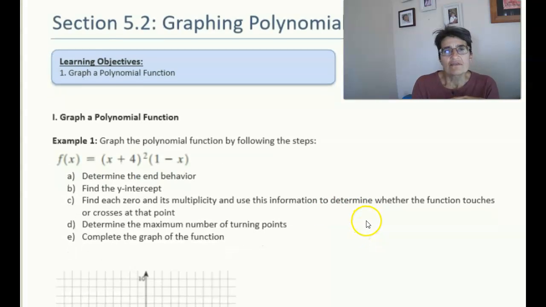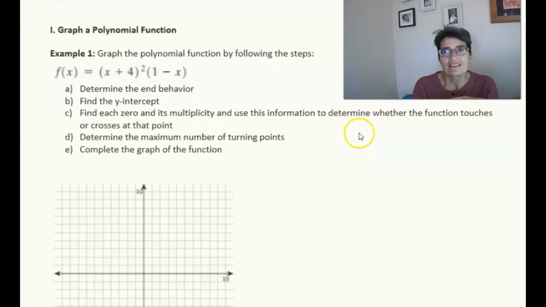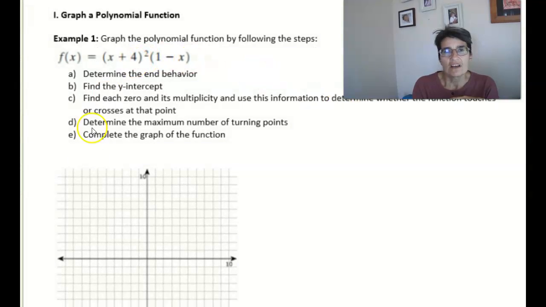Alright, so let's look at the first example. We have this polynomial, it's in factored form. All the ones that we're going to see in this section are either completely factored or as close to completely factored as possible. We might have to factor a little bit. In a later section, we're going to start with polynomials that are not in factored form, and those require a bit more work. Alright, so let's look at the end behavior.